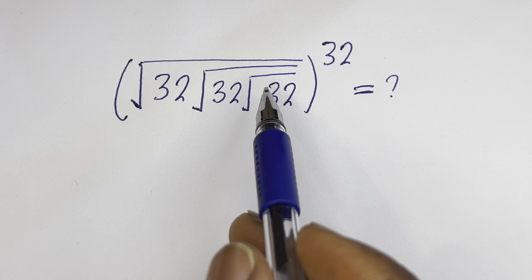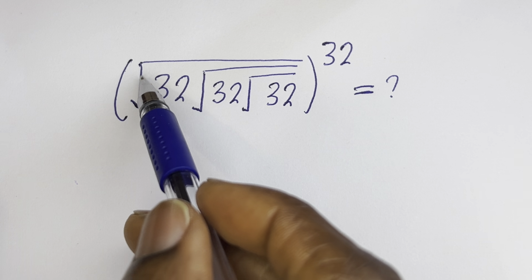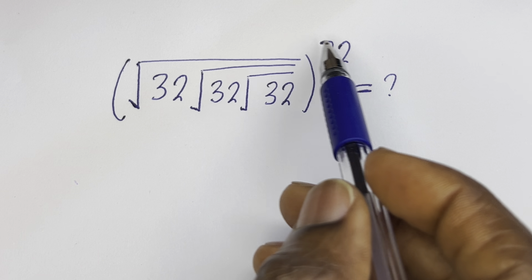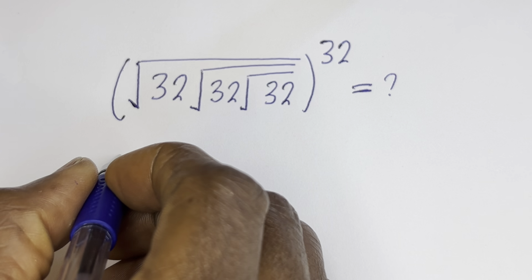Hello, how to simplify this nice math problem without using calculator? Square root of 32 square root of 32 square root of 32, all to the power of 32. Solution.